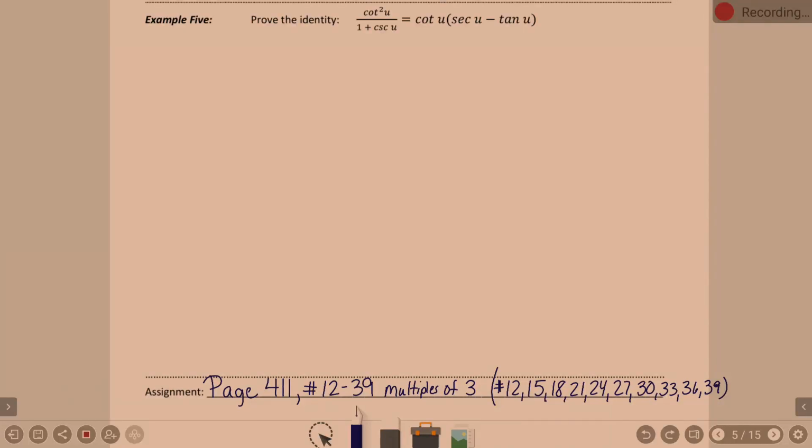Let's talk about example 5 where we left off yesterday. Remember, when we are proving an identity, our job is to prove that the left equals the right, yes? Traditionally speaking, we start with the left. So cotangent squared u over 1 plus cosecant u. And our job is to hopefully show that that equals cotangent u times secant u minus tan u.